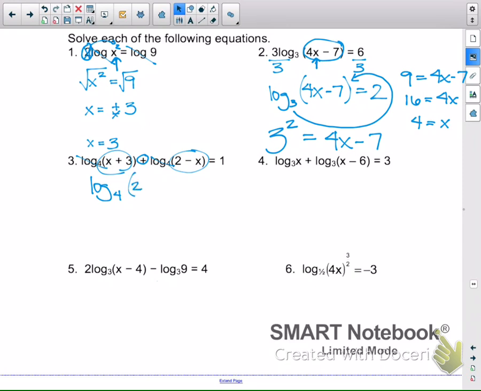X times 2 is 2x. X times x is negative x squared. 3 times 2 is 6. 3 times negative x is negative 3x. You can simplify that still, or you can do that in the next step as you are turning this into exponential form. So how do I turn this into exponential form?